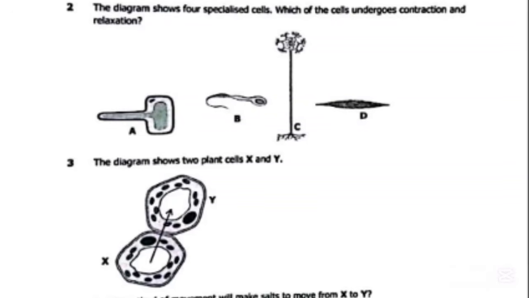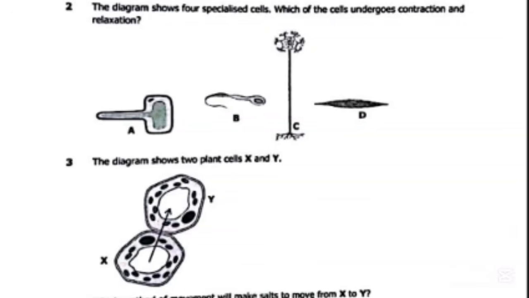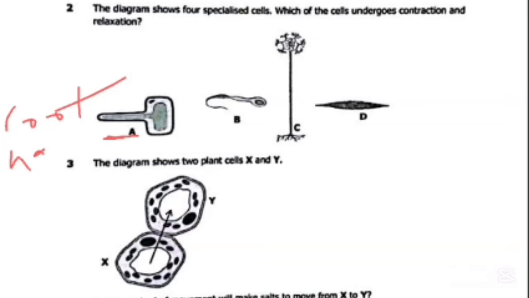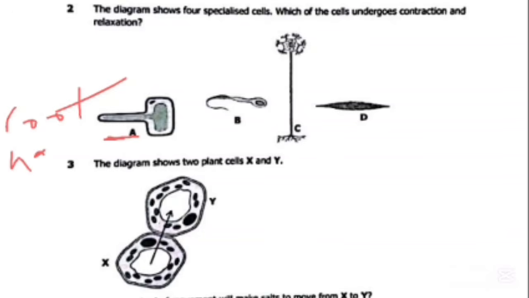After identifying the cells, you can proceed to solve. If we look at A, it is a plant cell, and because it has an outgrowth, this is what? Root hair cell. So A is a root hair cell, and we know that a root hair cell does not contract. It is responsible for the movement of water in and out of the roots.